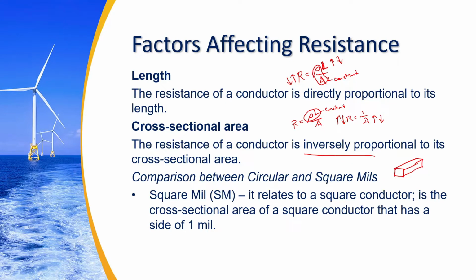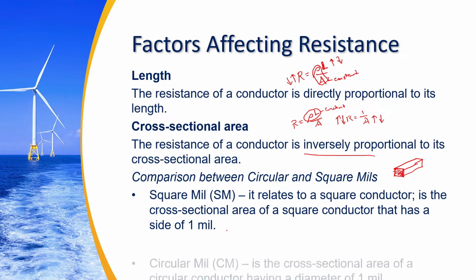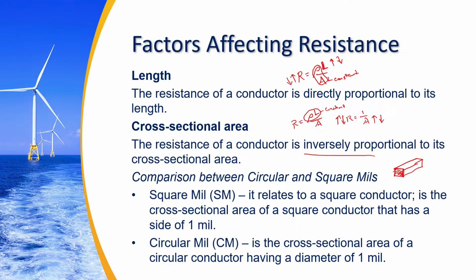Okay? So, ito yung kinukuha natin, yung cross-sectional area. Okay? So, the square mill is the cross-sectional area of the square conductor that has a side of 1 mil. So, next, yung circular mill naman is the cross-sectional area of a circular conductor having a diameter of 1 mil. So, kung dito, meron tayong side na 1 mil.